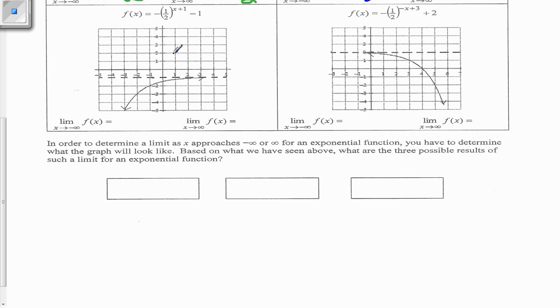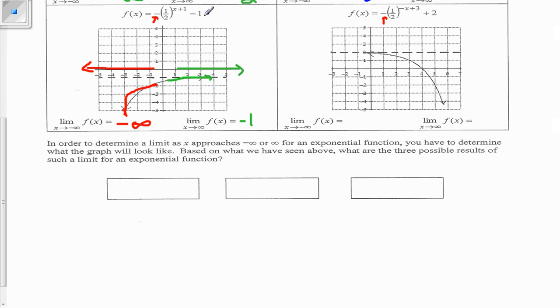Okay, let's look at the bottom two. Hopefully we notice that there's a negative out in front, which is going to tell us we're going to have a reflection over the x-axis on both of these. So for the first one, as x approaches negative infinity, the function is going to approach negative infinity. And now, as x approaches positive infinity, the function is going to approach the asymptote, which is at -1.